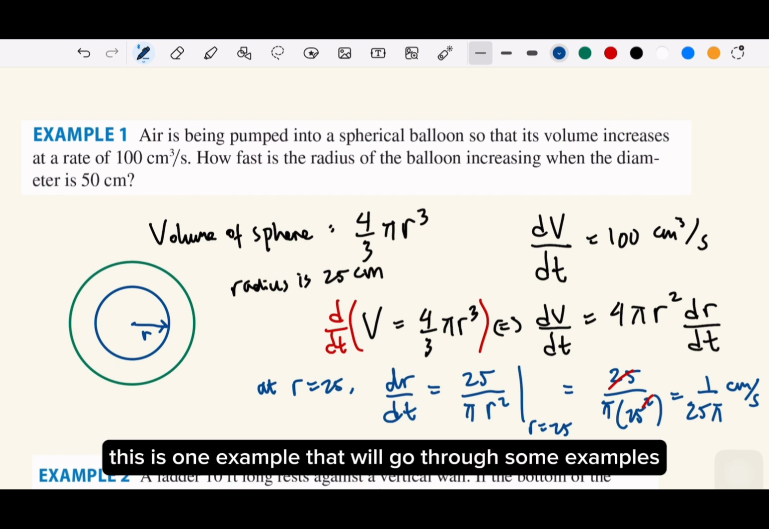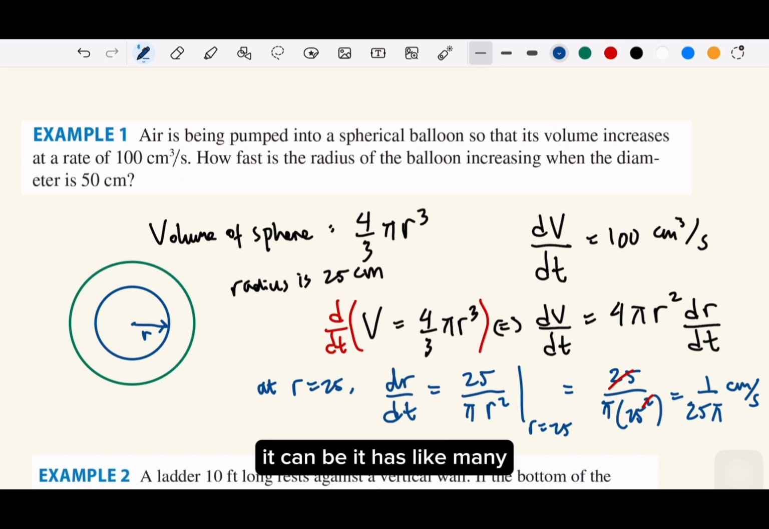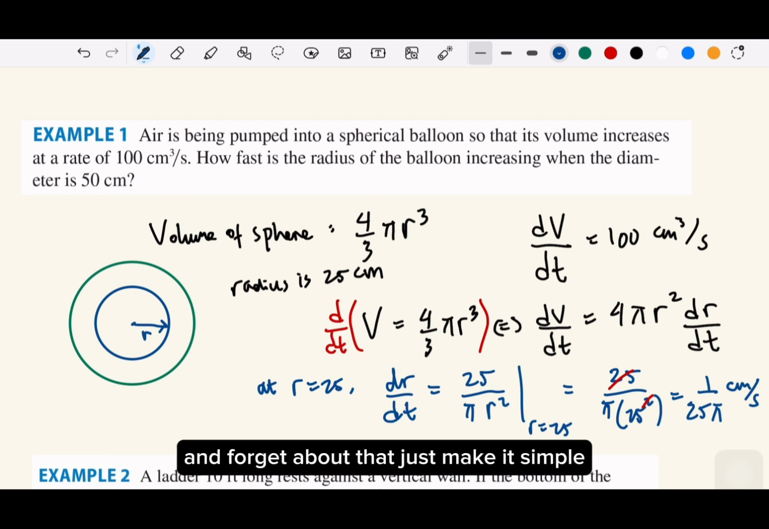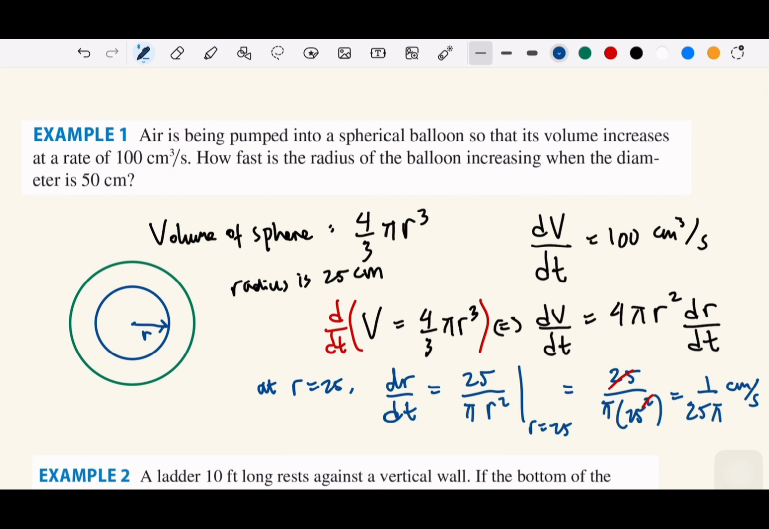So this is one example. I will go through some examples and then we can see what is the general idea. It has many variations. But usually how we solve this problem is we need to simplify the problem. If you think there are other conditions, forget about that. Just make some simple assumptions, and then try to relate all the rates.